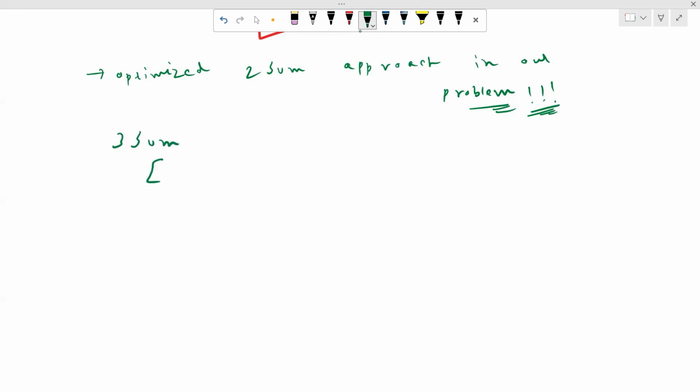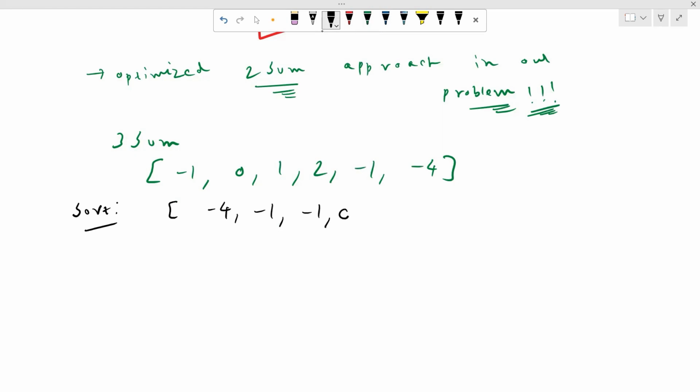We have given this array, which is -1, 0, 1, 2, -1, -4, right? So what does two sum approach says? It says, first of all, you need to sort the array, right? Sorting. So after sorting, we'll get -4, -1, -1, 0, 1, and 2, right? So now after sorting this array, in case of three sum, we need to find three numbers. And in case of two sum, we need to find two numbers.